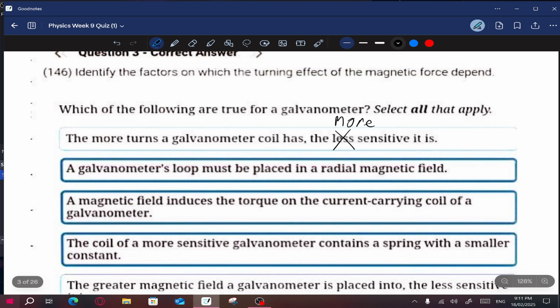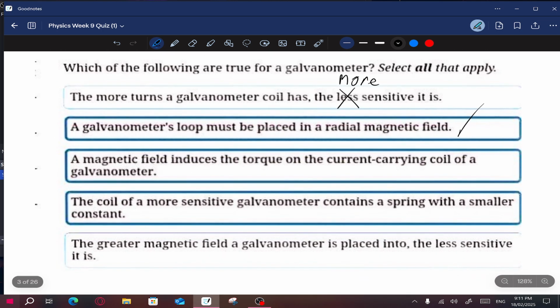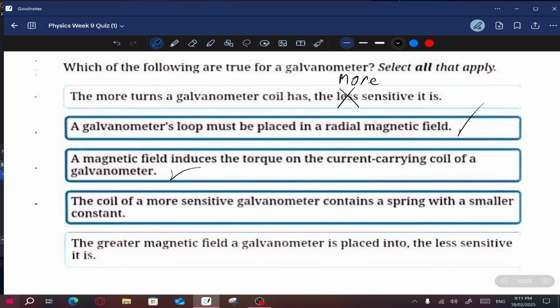A galvanometer loop must be placed in a radial magnetic field. A magnetic field induces the torque on the current carrying coil of the galvanometer. And the coil of a more sensitive galvanometer contains a spring with a smaller spring constant. Okay, the greater the magnetic field a galvanometer is placed into, the less sensitive it is. This is incorrect because it contradicts the statement if you think about it, right? Here it says a magnetic field induces the torque on a current carrying coil of a galvanometer. All a galvanometer does is it carries current and it measures it. You can't set it to measure it. Right? So first of all, this is why this is wrong, because it's going to pick up more current, as I said, with more coils. Each coil is going to pick up more current, which makes it more sensitive.